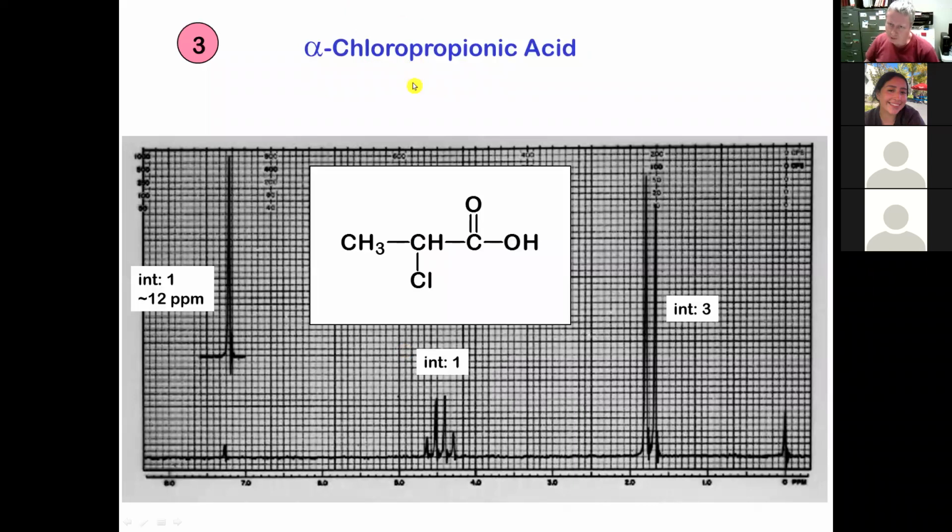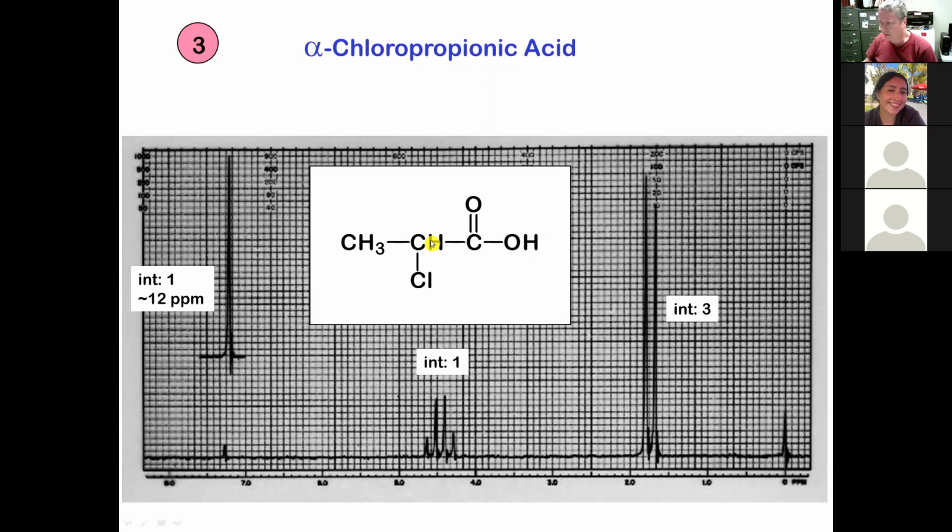Alpha-chloropropionic acid. So it's a carboxylic acid. It's got a CH3, a CH, and a Cl. Still not that exciting. Let's look on the far right. Under 2 ppm is what looks like a CH3 by integration. It's a doublet. Why is it a doublet? Why is the CH3 a doublet? Because how many neighbors are next to the CH3? One. Oh yeah, 1 + 1, a doublet.